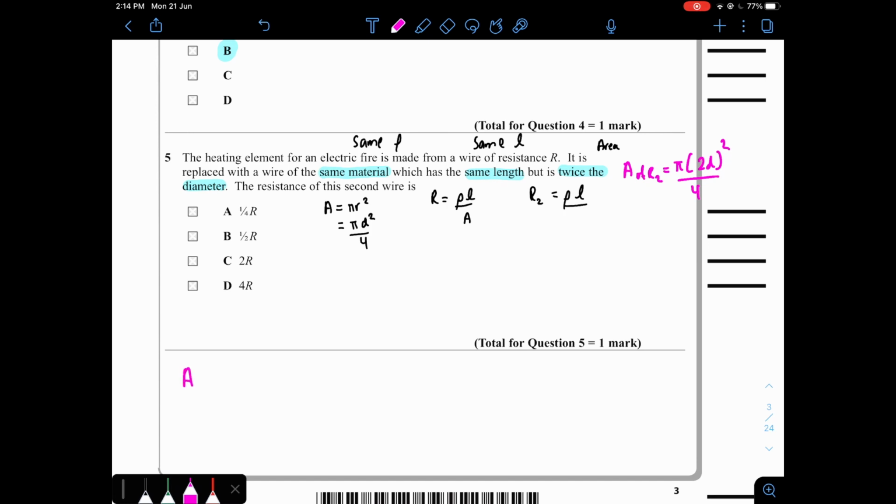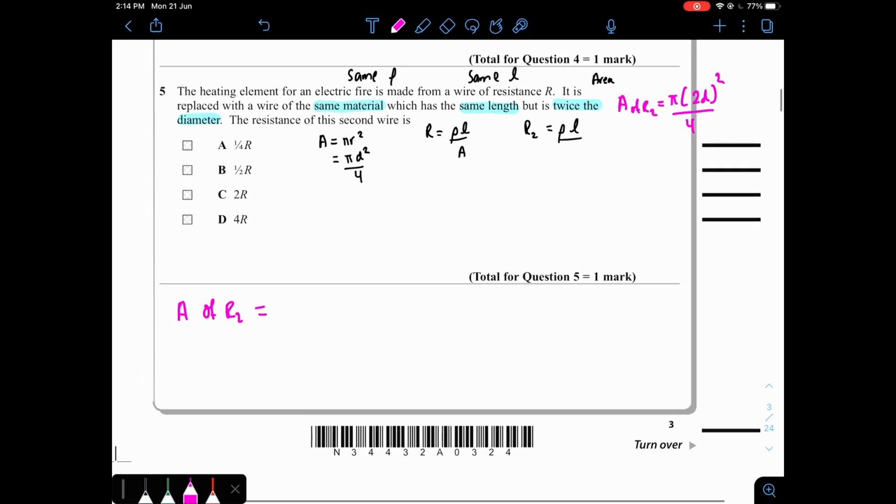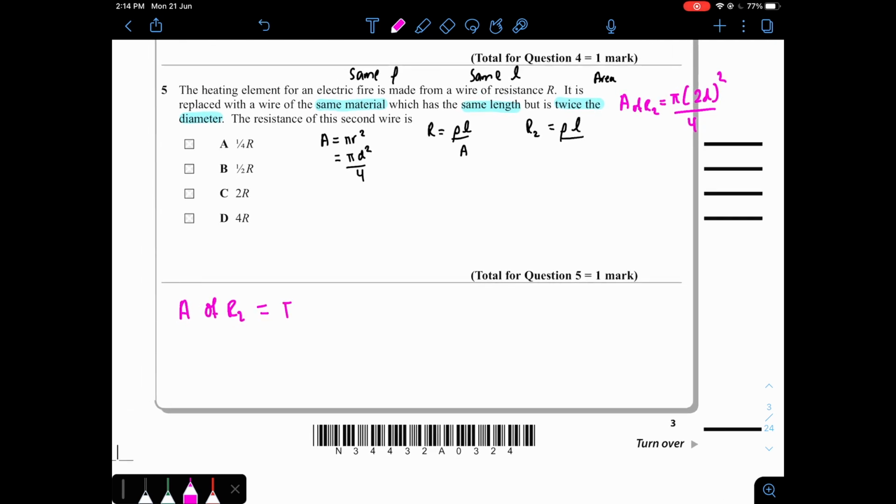So the area of R2 should be pi times 4d squared over 4. So the 4 will cancel out with one another, and you're left with pi d squared. So the area of R2 is pi d squared, right? Now we need to compare this area to the original area of R1 to see the comparison, right?